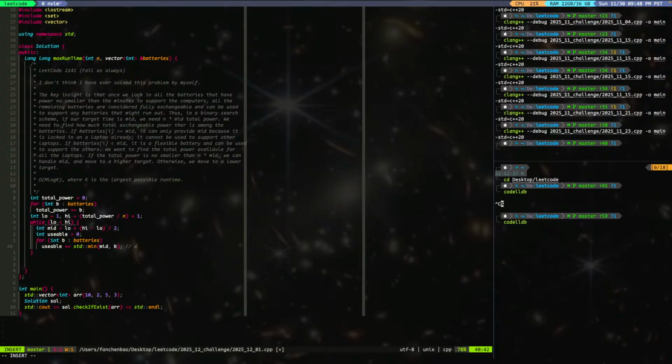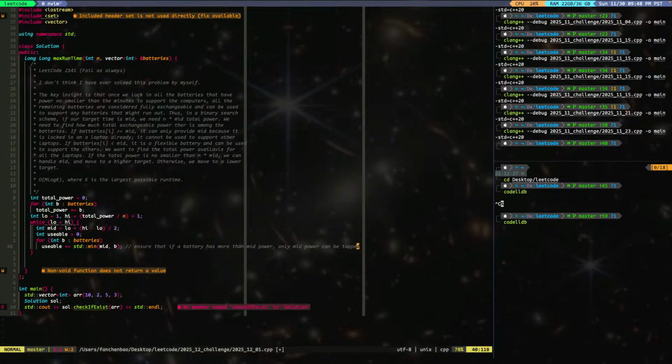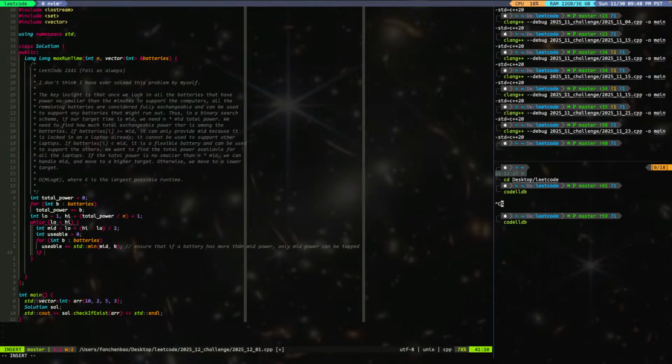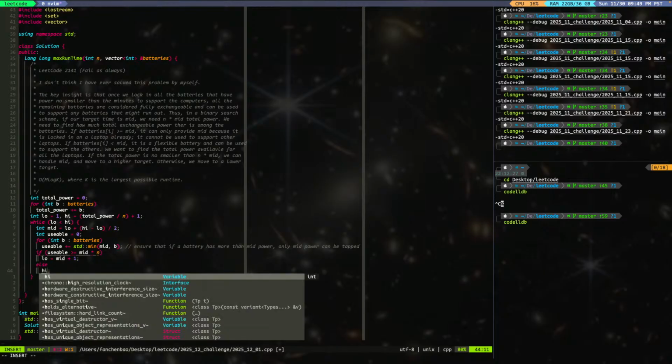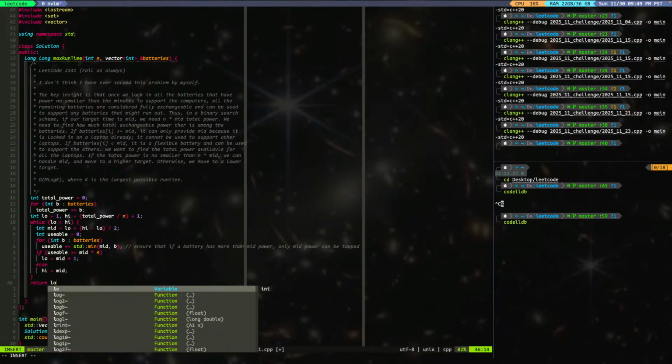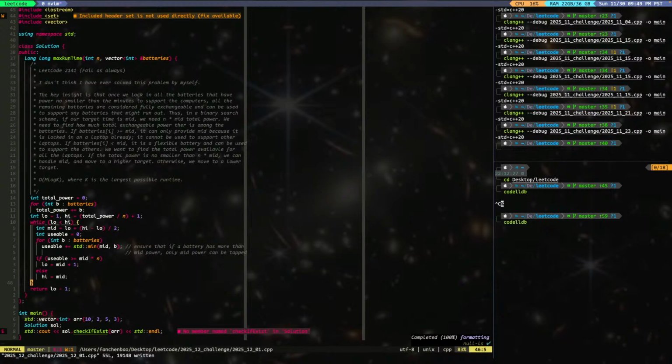So this ensures that if a battery has more than mid power, only mid power can be tapped. If usable is larger or equal to mid times n, then low equals mid + 1, else high equals mid, and then return low - 1. Something like that.